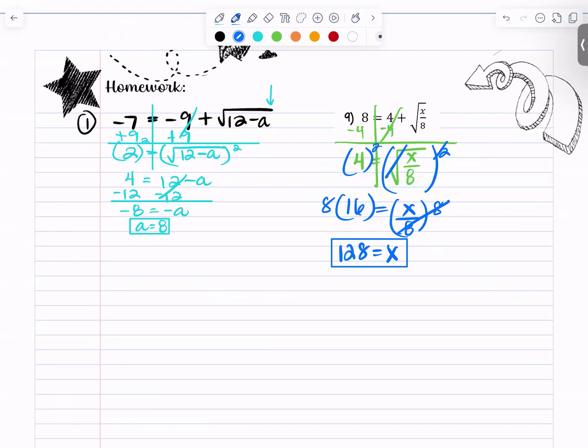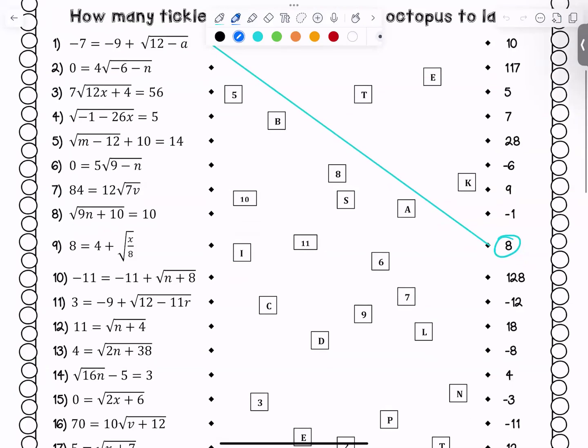Even though it looked scary, I realized I just did that fast because I was looking at my phone at the same time. All that over 8 means is it's currently dividing, so you would multiply both sides by 8 to get rid of it. So it's not as bad as it looks. Everyone just sees fractions and they freak out. So it was 128, which is right here. That's kind of nice. So 9 is going to connect with this star.